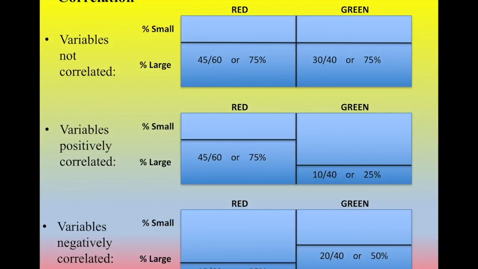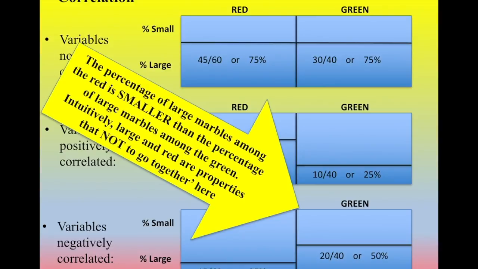However, if I yell out to you from the other room this piece of information, I pulled a red, in this case, it will cause you to decrease your probability estimate that I pulled a large, since only 25% of the reds are large. In other words, in this third jar of marbles, red and large do not go together. The percentage of large marbles among the reds is smaller than the percentage of large marbles among the greens, and intuitively this means large and red are properties that do not go together.